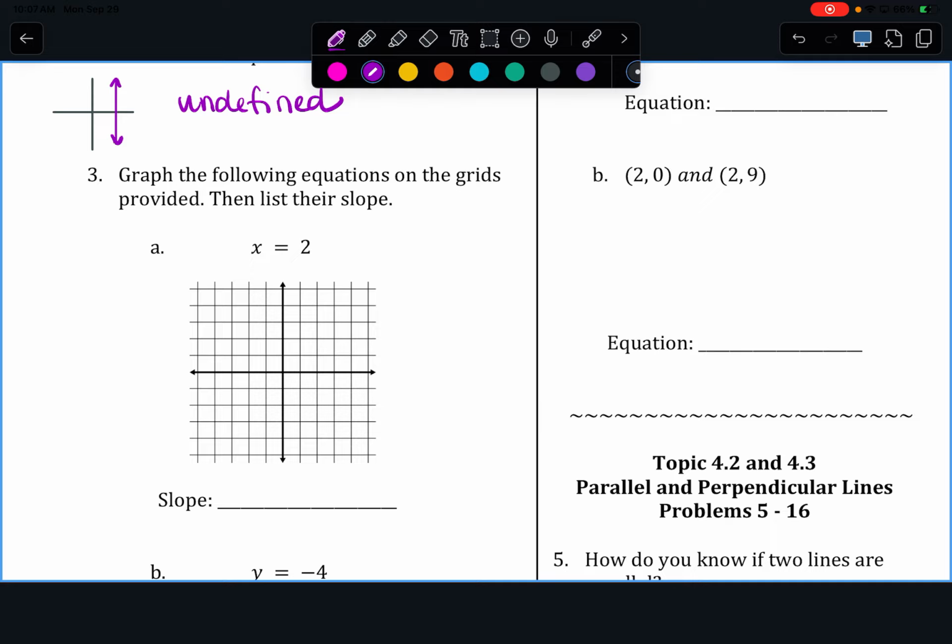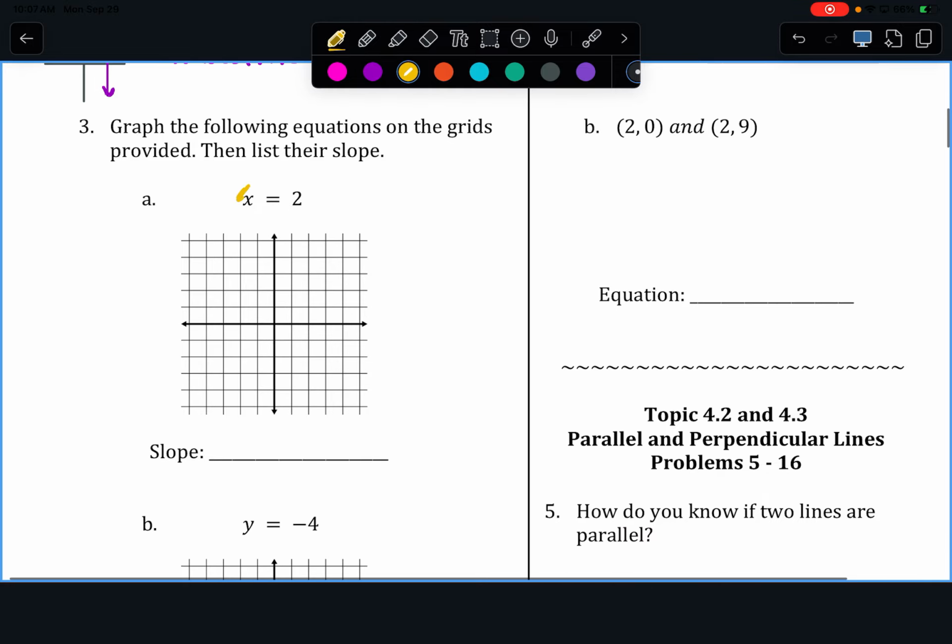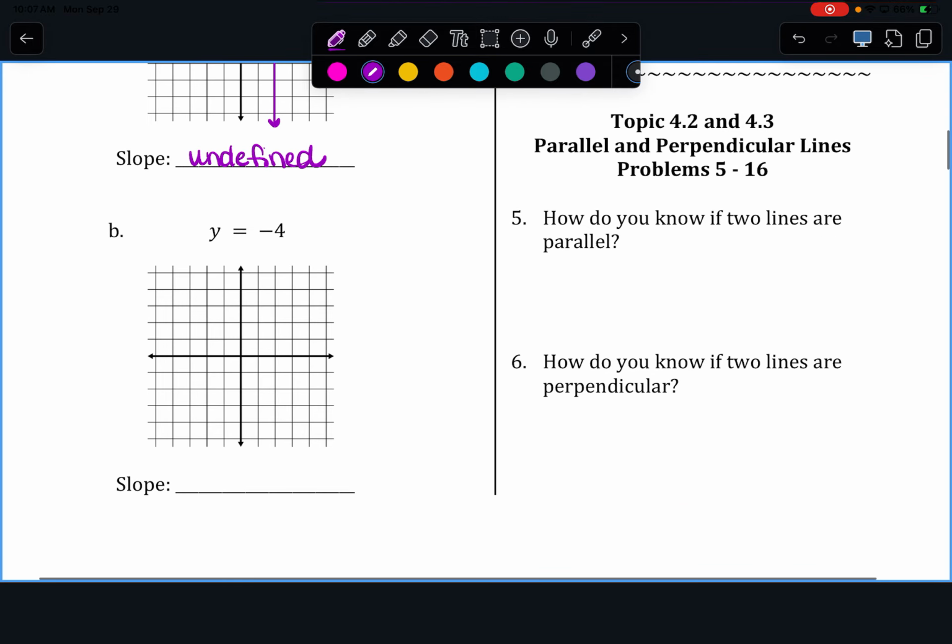Then we get to graphing of the vertical and horizontal lines. So the first one says x equals 2. Remember, x equals 2 is telling you that it's only crossing the x-axis at 2, so that means this would be our line right here. And then it wants you to identify the slope, which is, of course, undefined, which we just talked about. And then this one is y equals -4. It doesn't have an x, which means it'll never cross the x-axis. It's only allowed to cross the y-axis at -4, so it's going to look like this. And, of course, that means it has 0 slope.